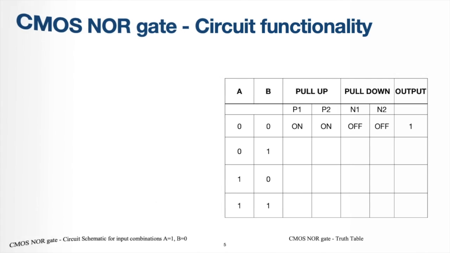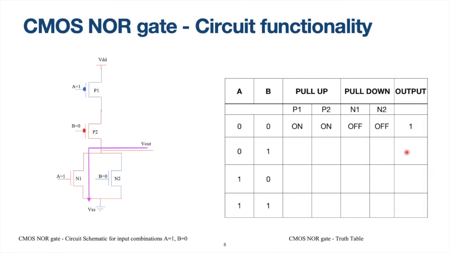Now, let us look into the third combination of 1,0. When we look into this combination, A is equal to 1, B is equal to 0. When A is equal to 1, transistor P1 is off. When B is equal to 0, transistor P2 should be on. In the pull-down network, when A is equal to 1, transistor N1 will be on. Since B is equal to 0, transistor N2 will be off. This is what is given in the truth table: P1 is off, P2 is on, N1 is on and N2 is off.